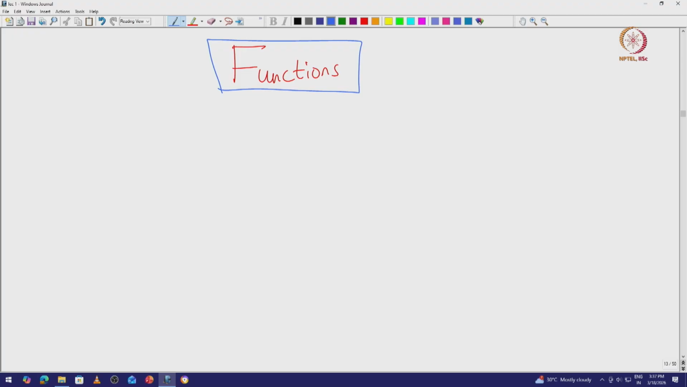Welcome back everyone. In this lecture I will begin with the definition of functions, and then we will see some important notions related with functions. So, let us start with the definition.